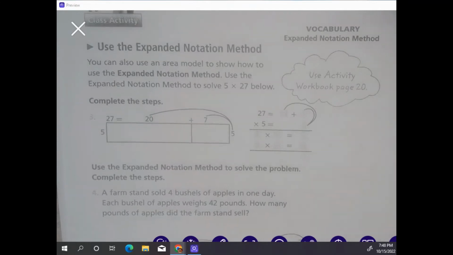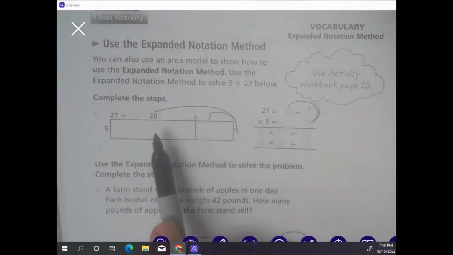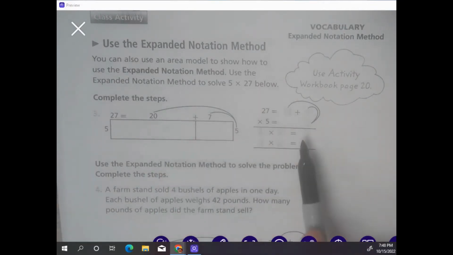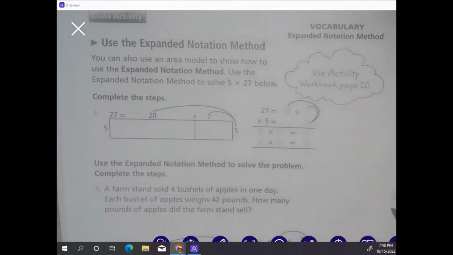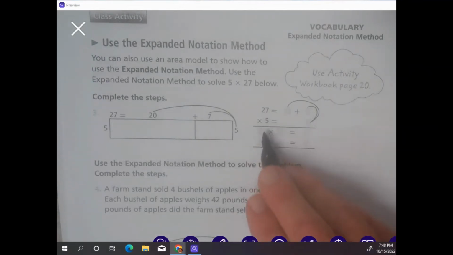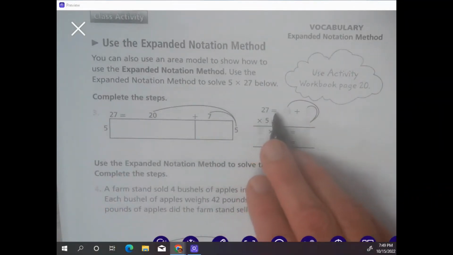All right, so hopefully you're looking at the same page that I am, and they're showing you here both the place value method and the expanded notation method. And this is the new method we're working on. So you can see them side by side a little bit here. But I'm just going to focus on the expanded notation. So we're going to start here. You can see it's the multiplication problem, 27 times 5. You can see how they did it over here. But now I'm going to expand.